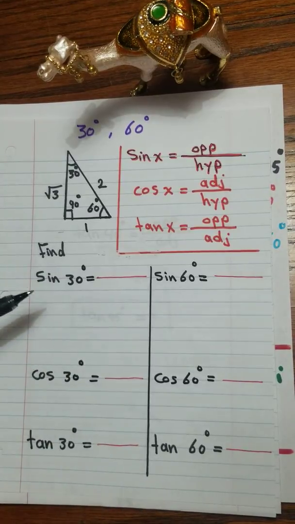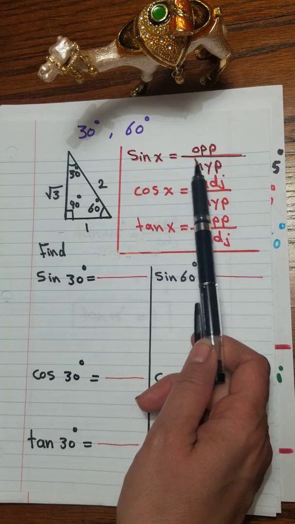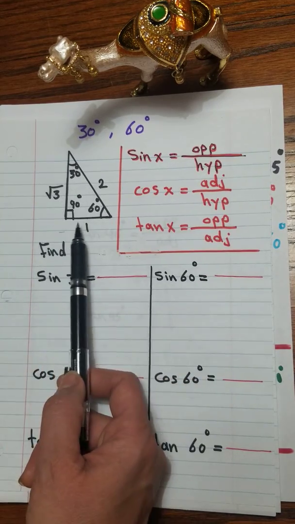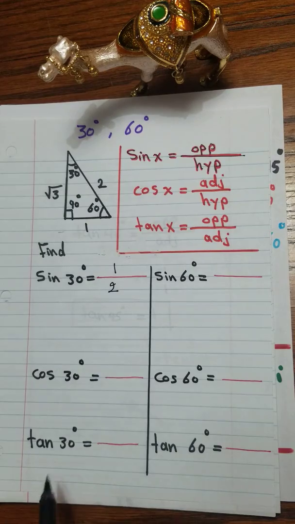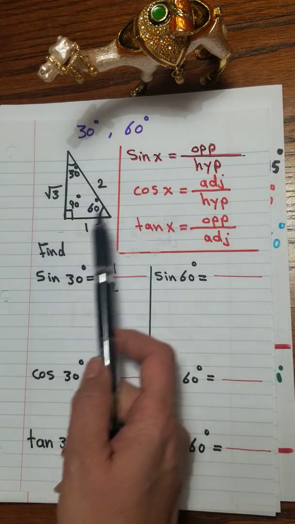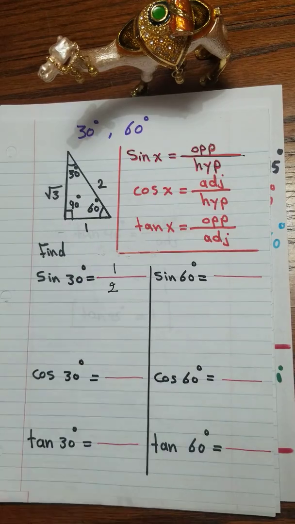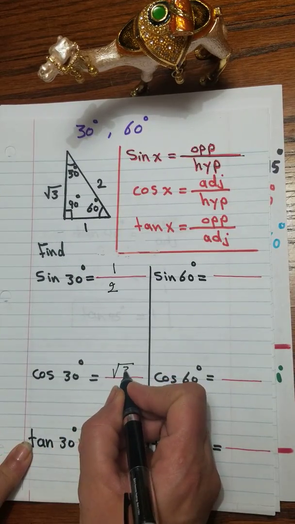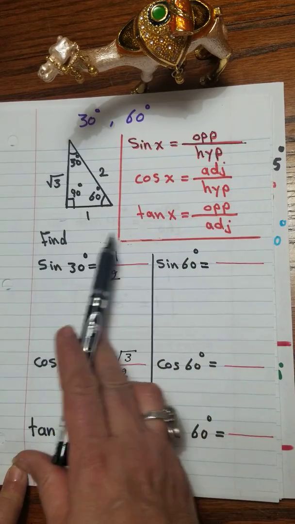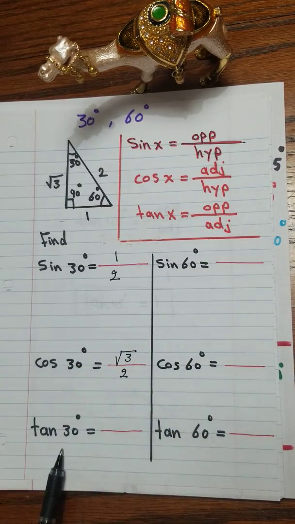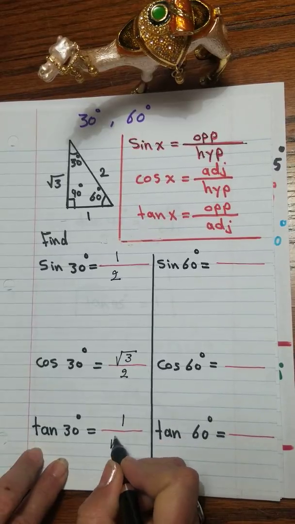Sine 30 degrees. I know sine equals opposite over hypotenuse. So that's 30. Opposite over hypotenuse means 1 over 2. Cosine 30 degrees, that's 30. The adjacent is square root of 3 over the hypotenuse 2. So cosine 30 degrees is square root of 3 over 2. Tan 30 degrees, which is the opposite over the adjacent. The opposite is 1. The adjacent is square root of 3.